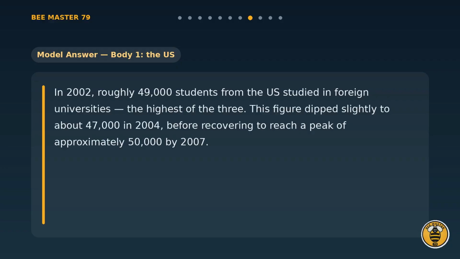In 2002, roughly 49,000 students from the US studied in foreign universities, the highest of the 3. This figure dipped slightly to about 47,000 in 2004 before recovering to reach a peak of approximately 50,000 by 2007.